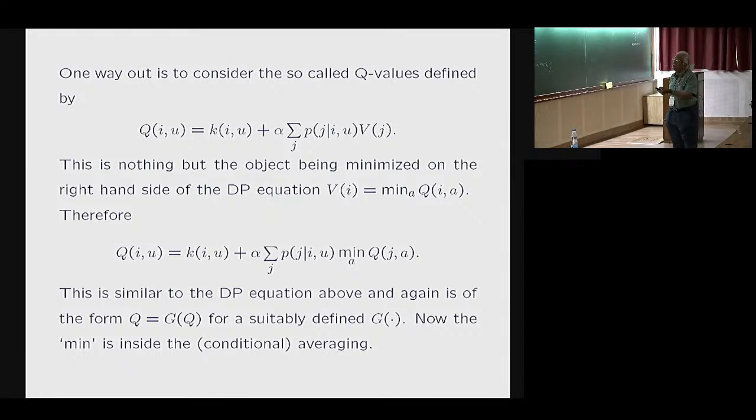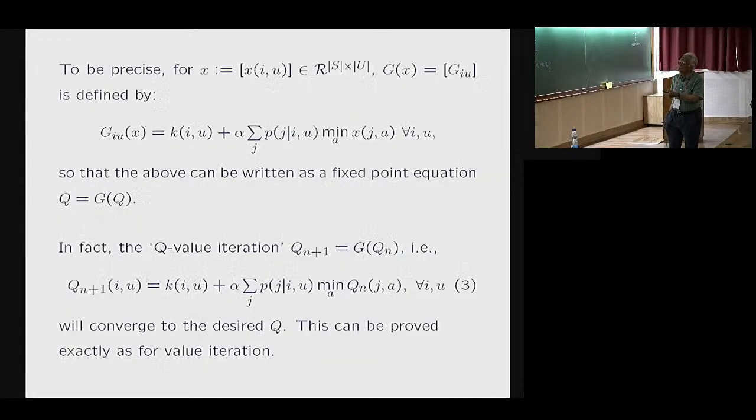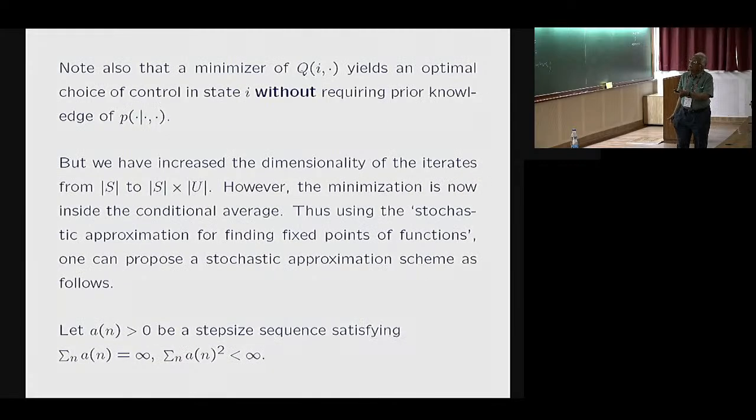I can string these out into a vector and write it as Q equals GQ for a suitable function G, where the average is outside the minimization. So here's the G. And then you can think of a Q value iteration. This will also converge, of course. It's the same argument: a fixed point iteration for a contraction map.